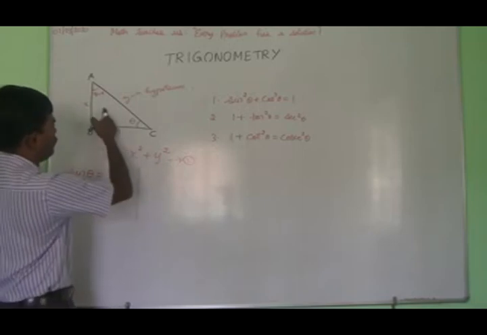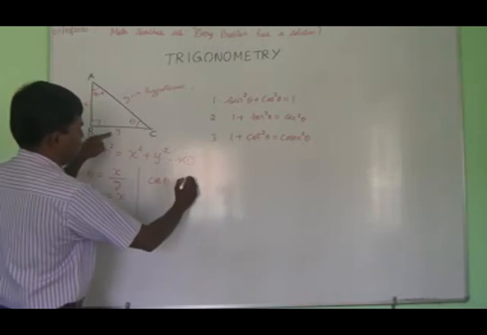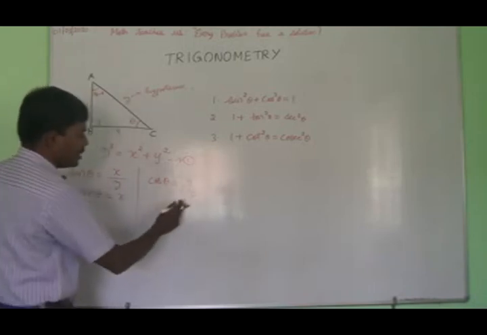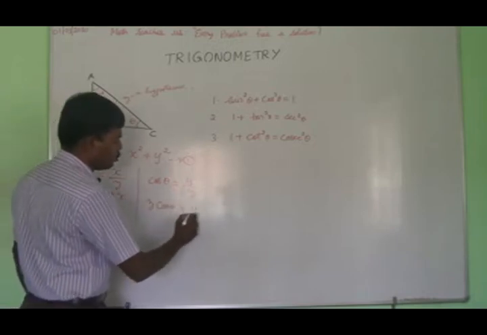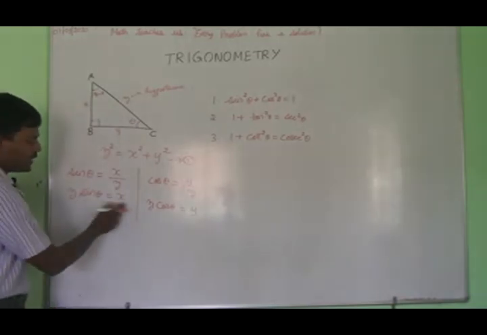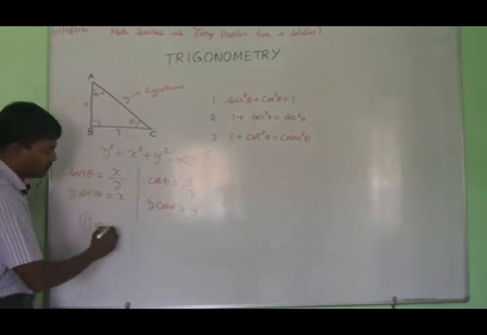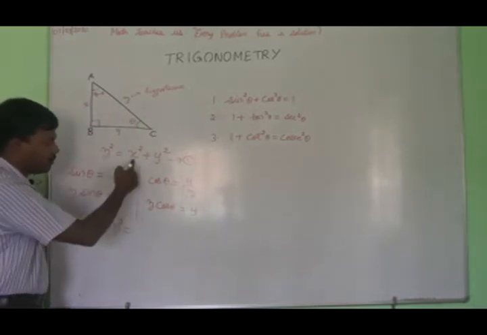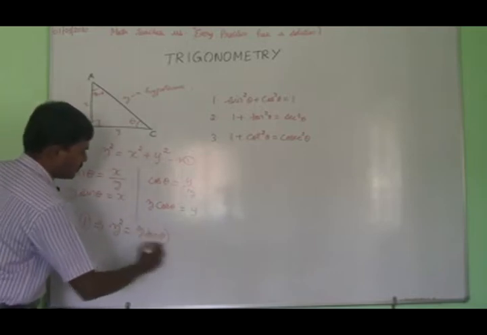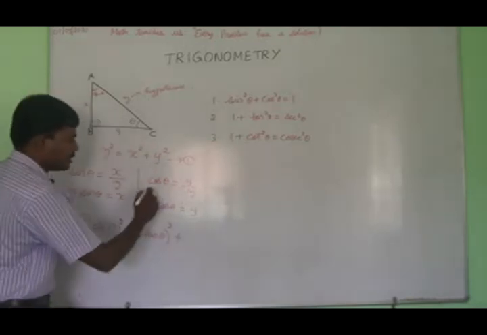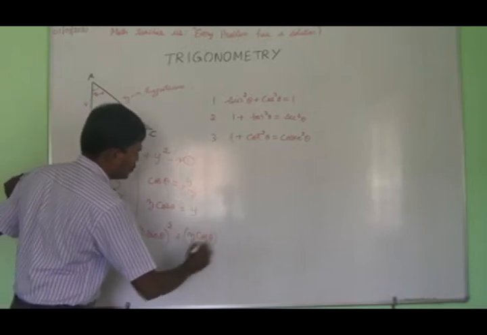Similarly I will find cos theta's value. Cos theta is equal to adjacent side y by hypotenuse z. Similarly I am bringing this z to this side, so z into cos theta is equal to y. Now let me substitute this x value and this y value in the first equation. The first equation becomes z square is equal to, in place of x, z sine theta whole square, plus in place of y, z cos theta whole square.